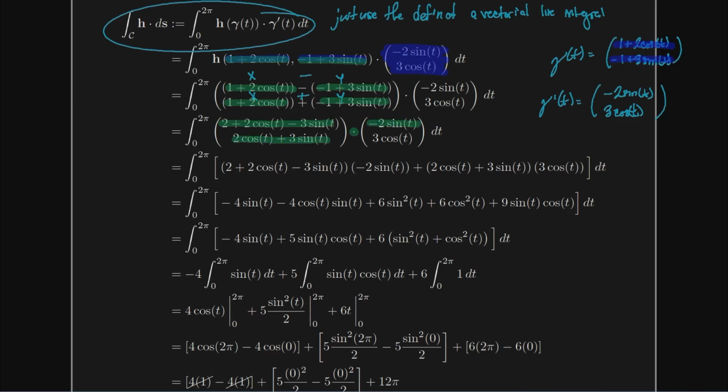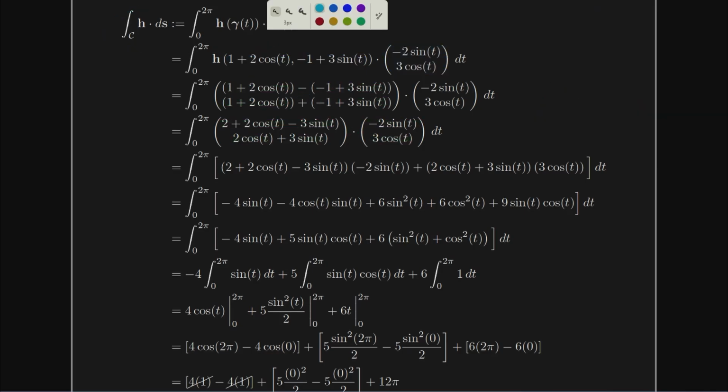We take the dot product with our gamma prime. And that's going to give me a lot of terms because I'm just going to have to distribute negative 2 sine t to everything here, and I'll distribute 3 cosine t to everything here. And when we simplify, we get 4 sine t plus 5 sine t cosine t plus 6. Thankfully, sine squared plus cosine squared, don't forget our Pythagorean identity, is equal to 1. So we really just get 6 times the integral of 1 there.